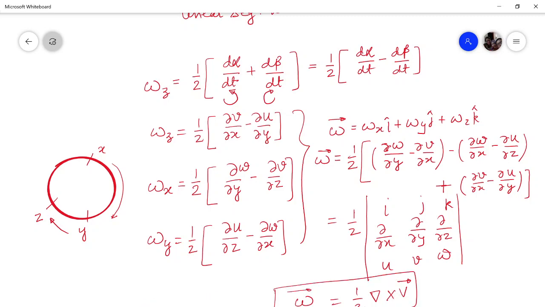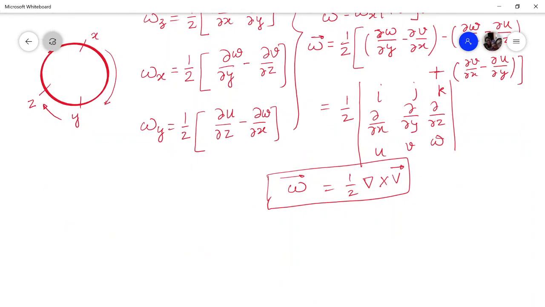Hence the definition of rotational flow is this: a flow is said to be rotational if and only if the curl of the velocity vector is non-zero. And if this curl of the velocity vector comes out to be 0, then the flow field is irrotational. So in this lecture, till this point only. In the next lecture, I will be deriving this rotation vector in cylindrical coordinates.